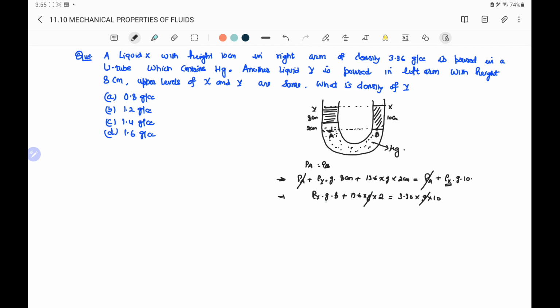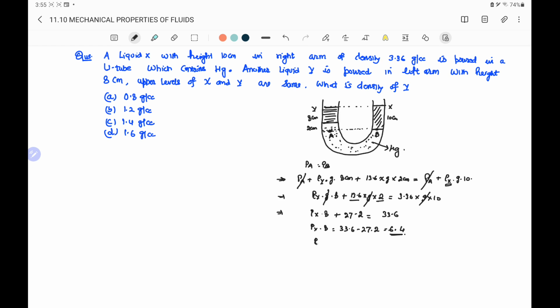This G gets cancelled. So remaining is rho X into 8 plus 13.6 multiplied by 2, which is 27.2, and this will be equal to 33.6. So rho X into 8 will be equal to 33.6 minus 27.2, and this will be equal to 6.4.